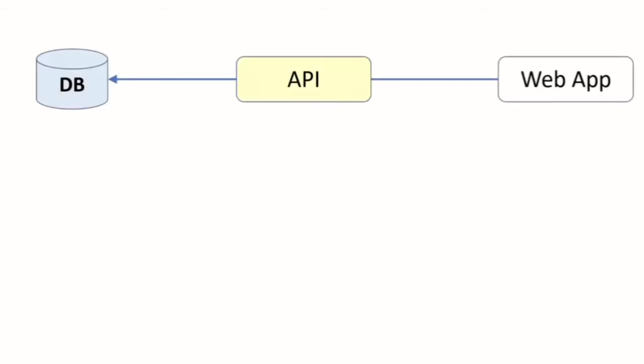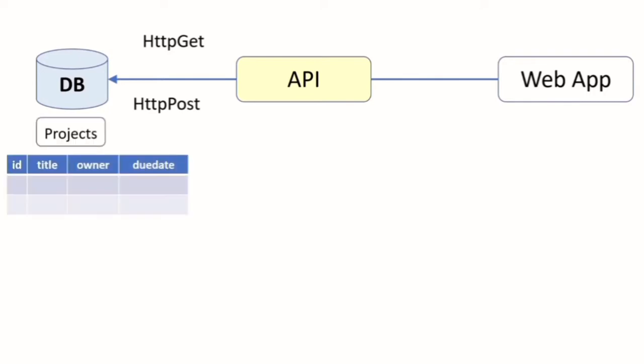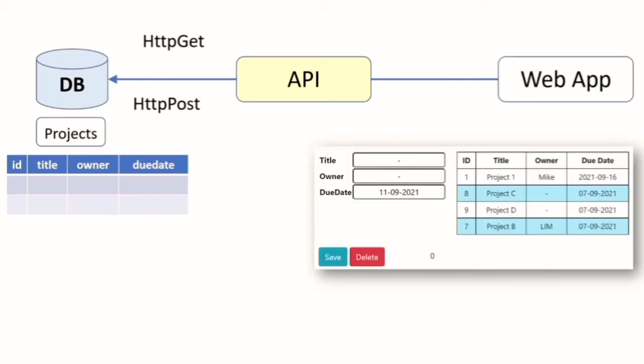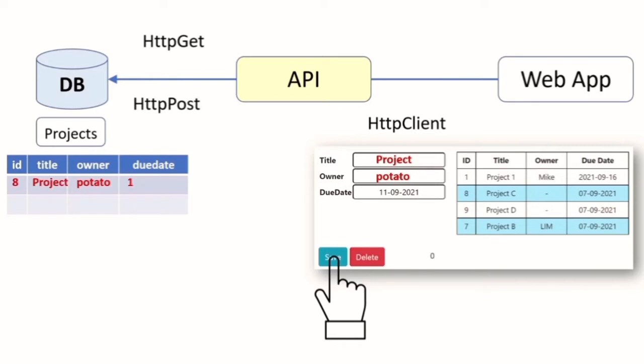In the last tutorial, I showed you how to use this API to create this HttpGet and HttpPost to make a request and get a response from our database, the table. And today I'm going to show you how to create a web application by creating this simple form. When the user inputs the title, the owner and the due date, and clicks on this set button, the web application will send this HTTP client to the API to request HttpPost to our database to save the data into our table.